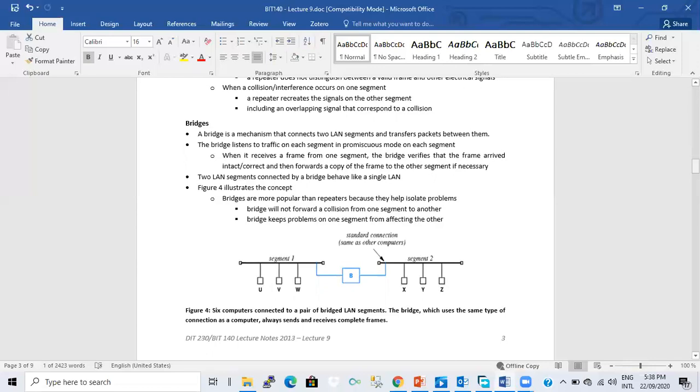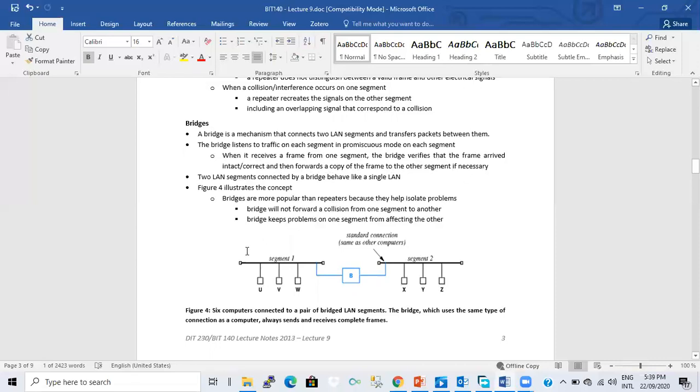A bridge is a mechanism that connects two local area network segments and transfers packets between them. A bridge listens to traffic on each segment in promiscuous mode. What we are saying is, when it receives a frame from one segment, let's say segment 1, the bridge verifies that the frame arrived intact or correct, and then forwards a copy of the frame to the other segment if necessary. Get me clearly?